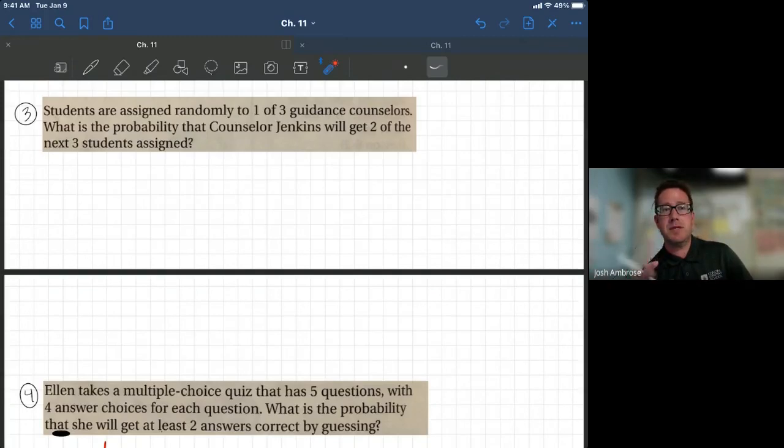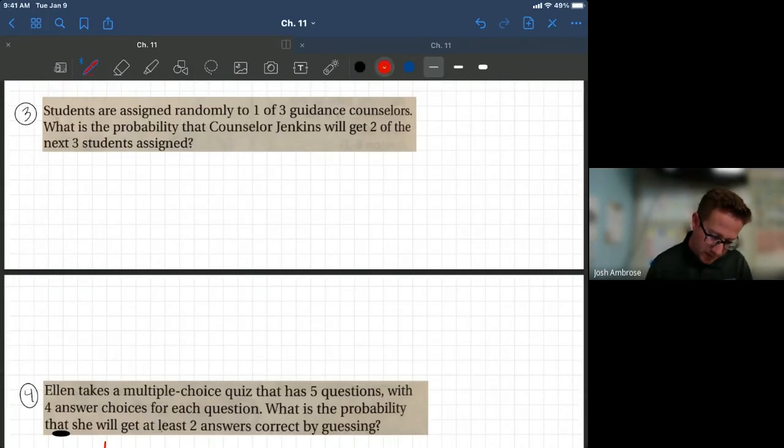What's the probability that Counselor Jenkins will get 2 of the next 3 students assigned? So all we're talking about is a total of 3 students, and there's 3 different guidance counselors. One of them is Counselor Jenkins. The other 2, of course, are not. So step 1 here is we need to figure out the probability that you can get Counselor Jenkins. That's what you want.